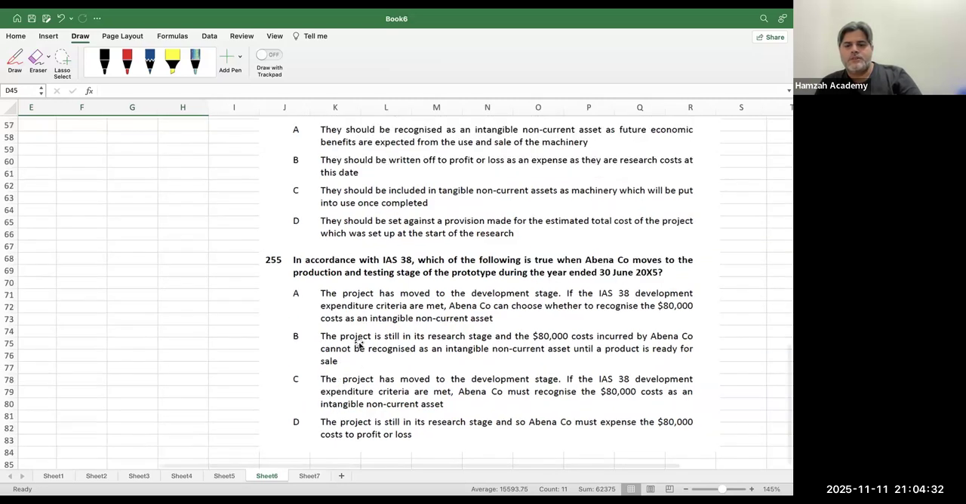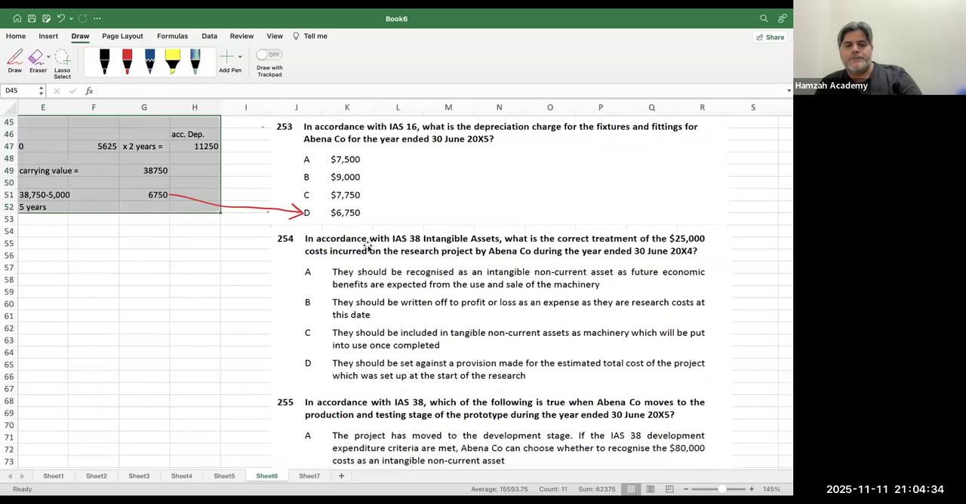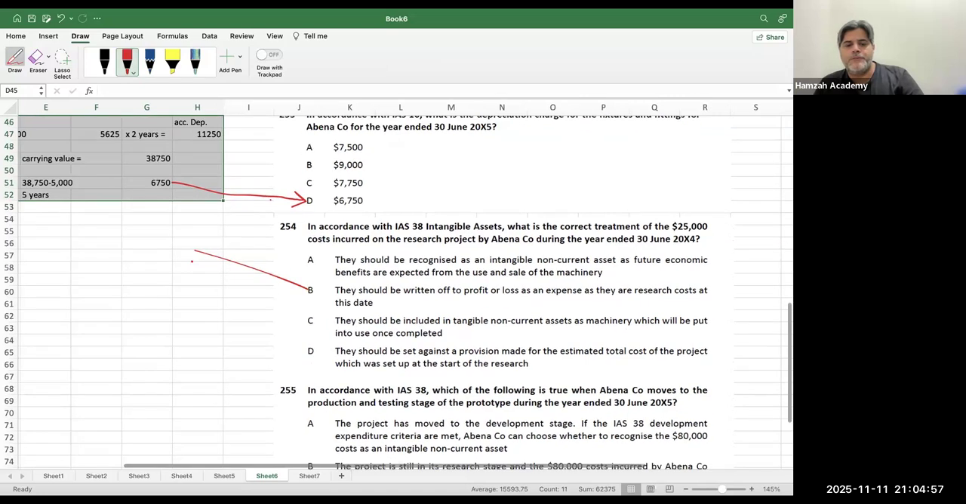Okay, sorry, I was on this question. In accordance with IAS 38, what is the correct treatment for this 25,000? They should be recognized as an intangible asset. No, they cannot be. The project is still in the research stage. This is research, it has to be expensed out. So they should be written off to profit and loss as an expense as they are research costs at this date. So this statement is true over here, 254.